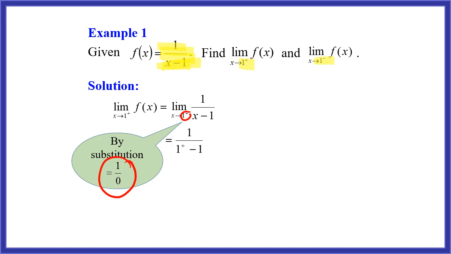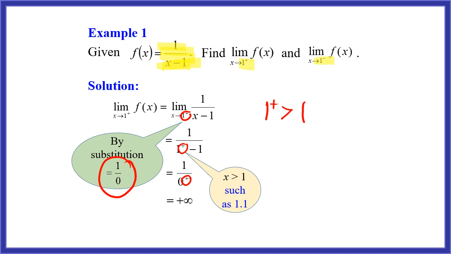So we need to put 1 plus, from the right. Why? Because it's coming from the right side of 1. The right side of 1 can be 1.1, 1.01, 1.001, which is 1 plus, more than 1. Since x is more than 1, such as 1.1, then we will have 0, but it's coming from the right side, so it's a positive 0. So the answer will be positive infinity.